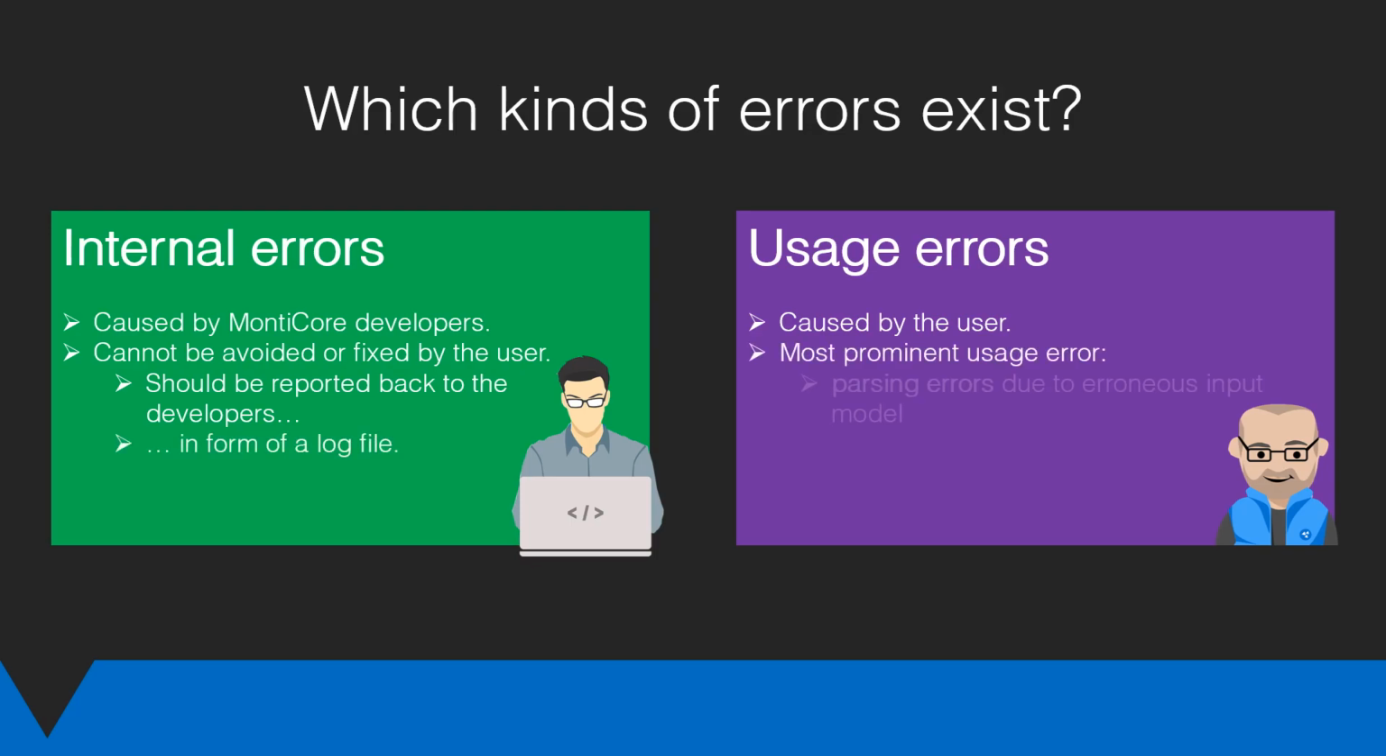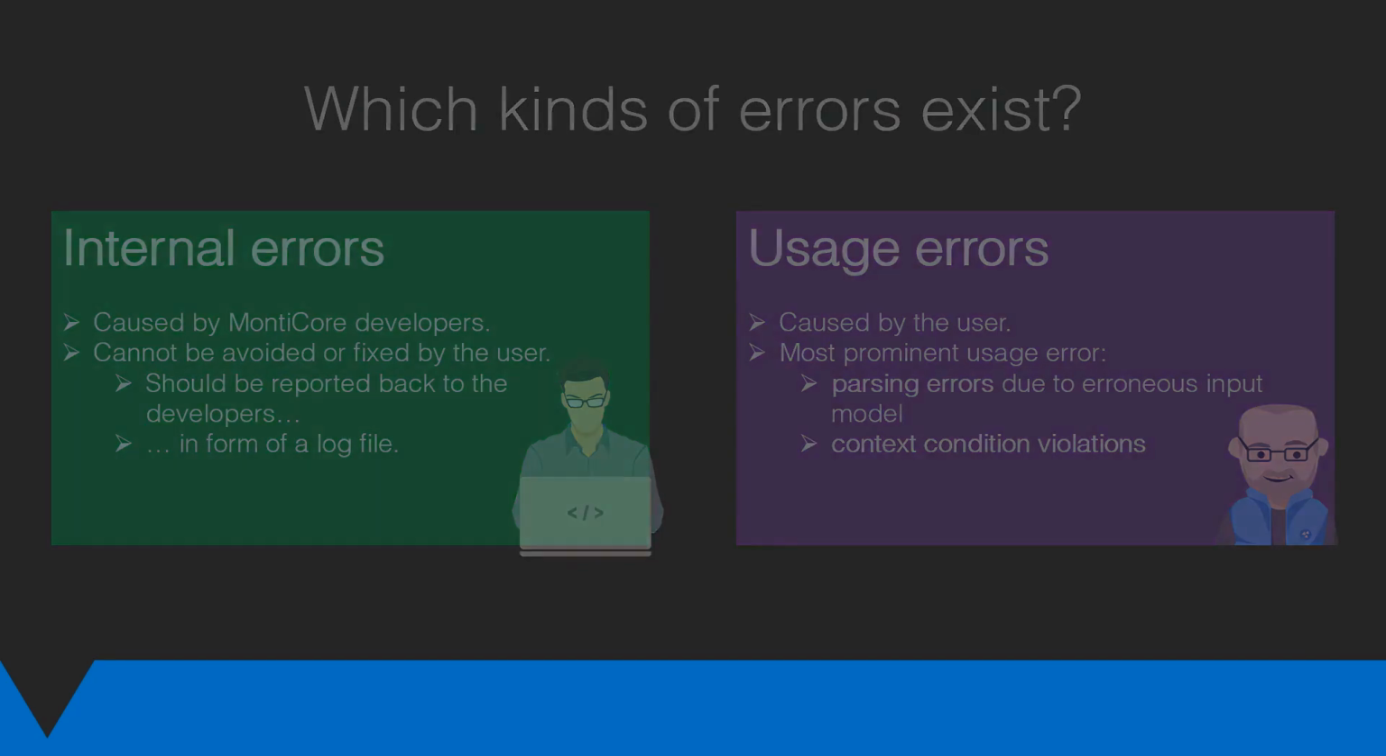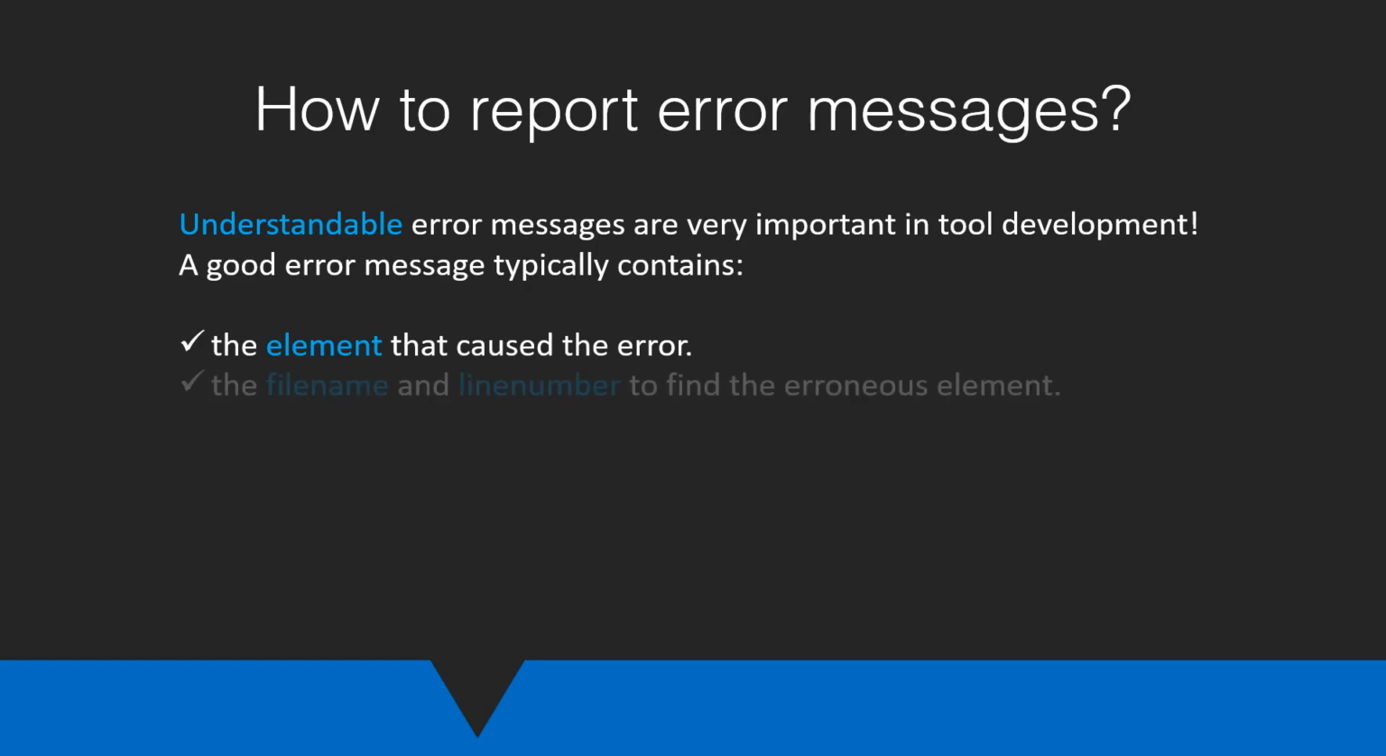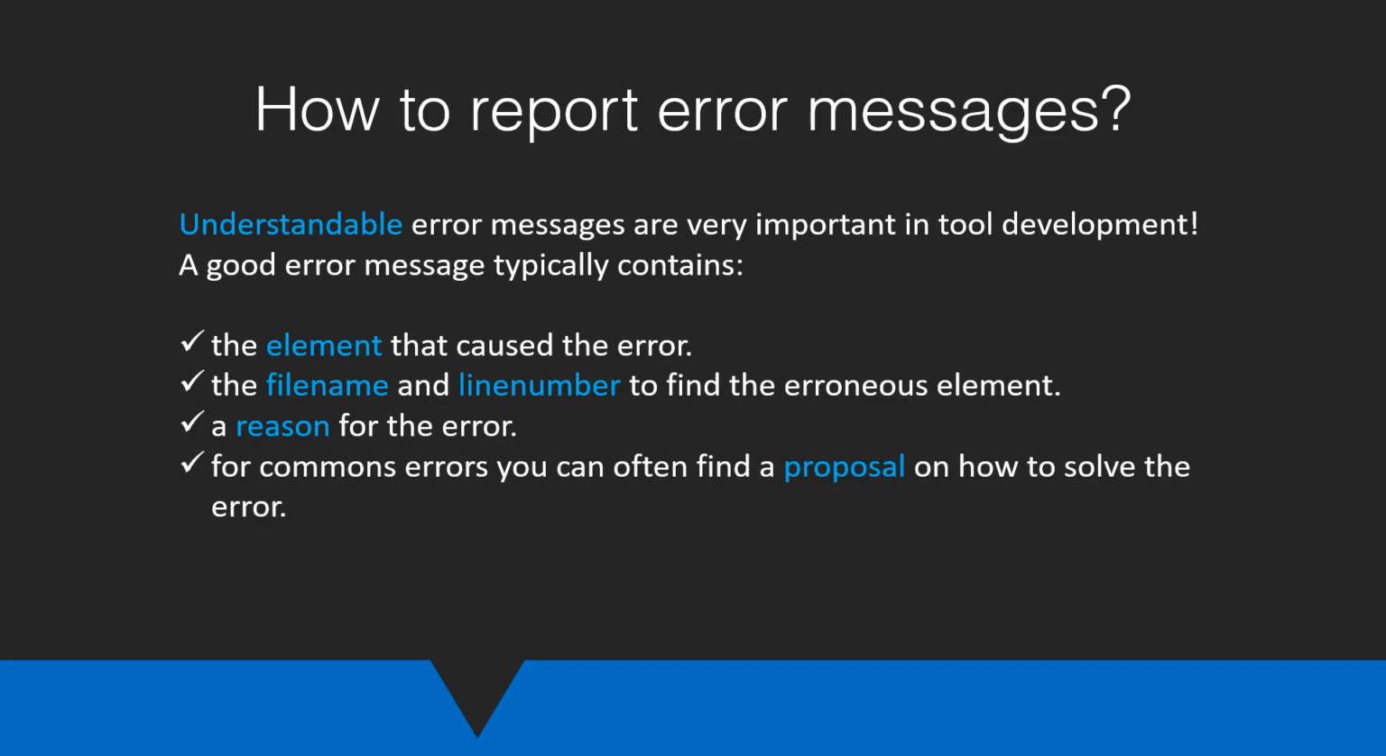The most prominent usage errors are parsing errors that occur, for example, by erroneous input models, as well as context condition violations. But how to report an error? Understandable error messages are very important in tool development. Typically, a good error message contains the following information: the element that caused the error, the file name and line number so that you know where to find the erroneous element, a reason for the error, and for common errors you can often also find a proposal on how to solve the error.